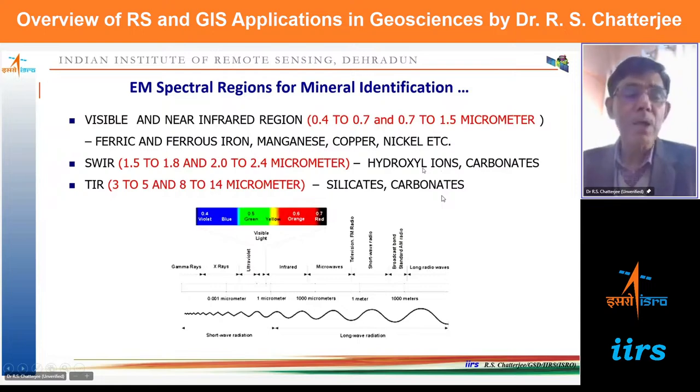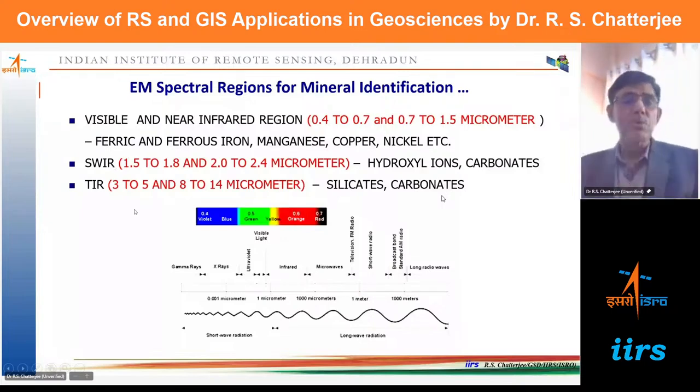And thermal infrared region, like 3 to 5 micrometer or 8 to 14 micrometer. There are two atmospheric windows. In this region, there is one more that is very subdued, that is 17 to 25 micrometer, that is not very useful. So 3 to 5 and 8 to 14 micrometer are very useful for silicates and carbonates. Particularly, all the silicates have the characteristic absorption peaks in the thermal infrared region only. They do not have absorption peaks in the visible near infrared or optical region or the short wave infrared region, only in the thermal infrared region.